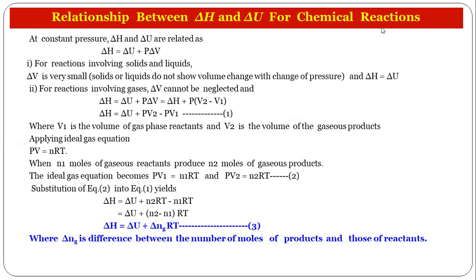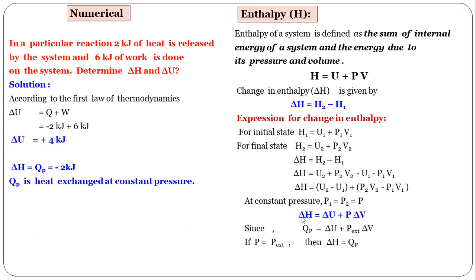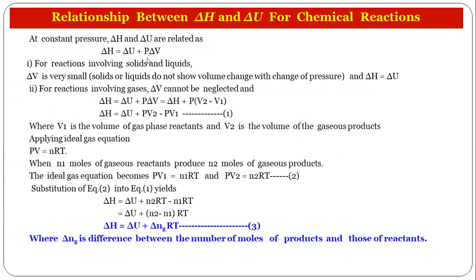At constant pressure, delta H and delta U are related as delta H is equal to delta U plus P into delta V. We already derived this equation. At constant pressure, delta H is equal to delta U plus P into delta V. Then for reactions involving solids and liquids, this delta V is very small because the change in volume is very small. Solids or liquids do not show a change in volume with a change in pressure. That's why delta V is very small. So in the case of solids and liquids, as this is small, delta H is equal to delta U.